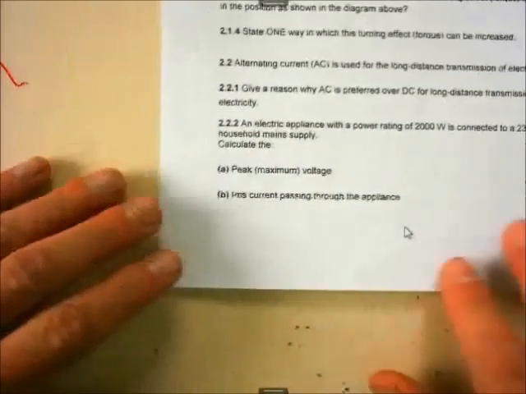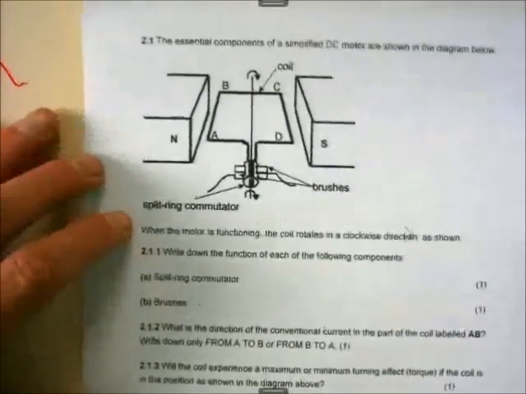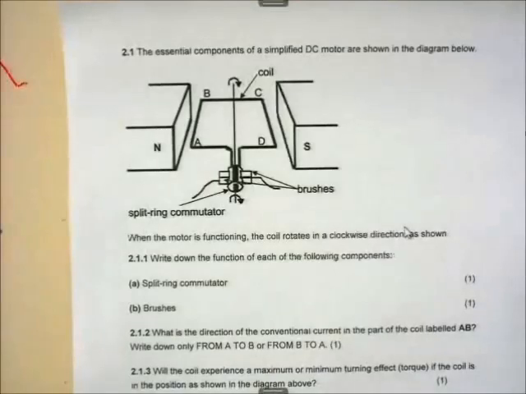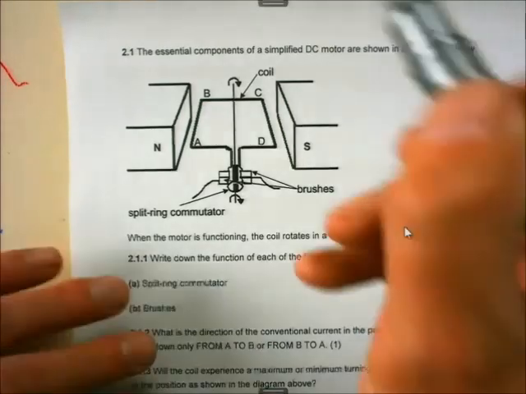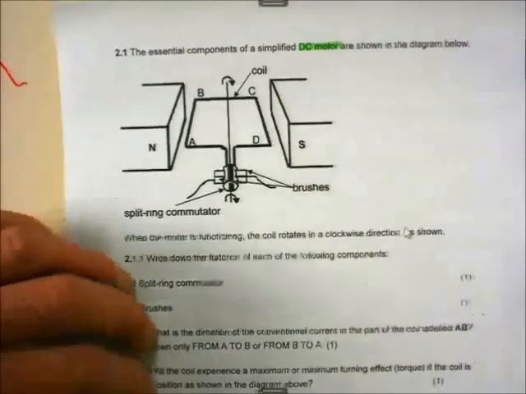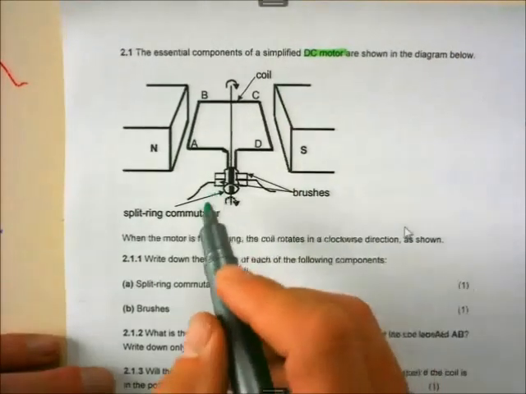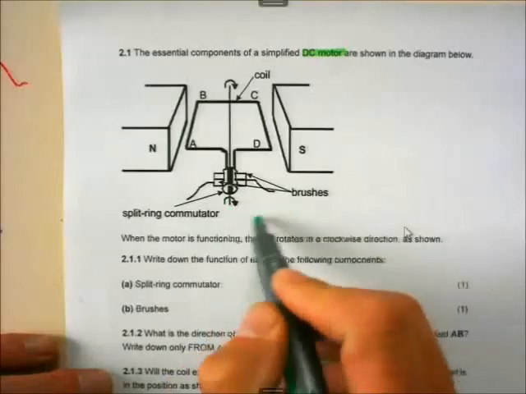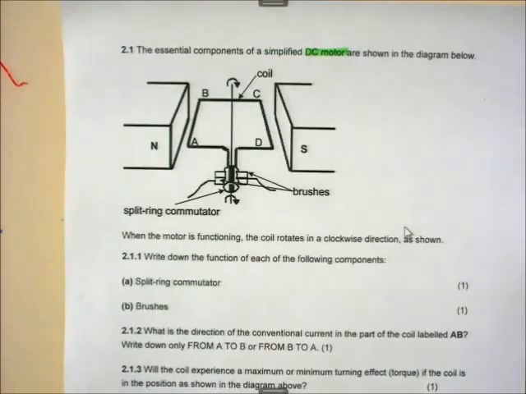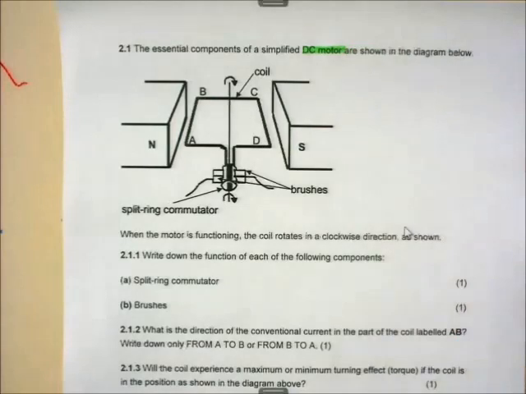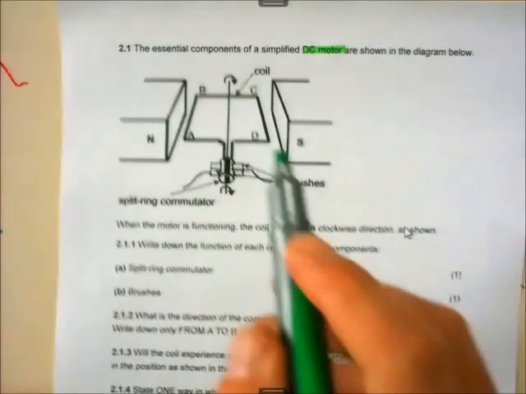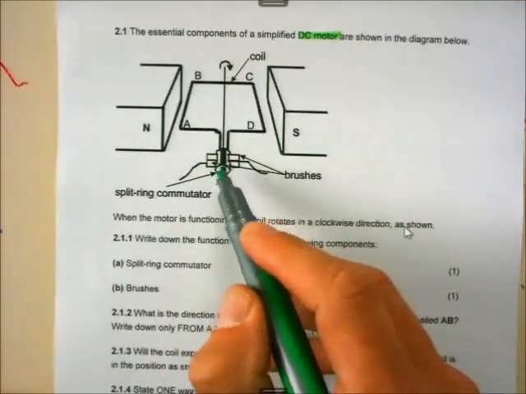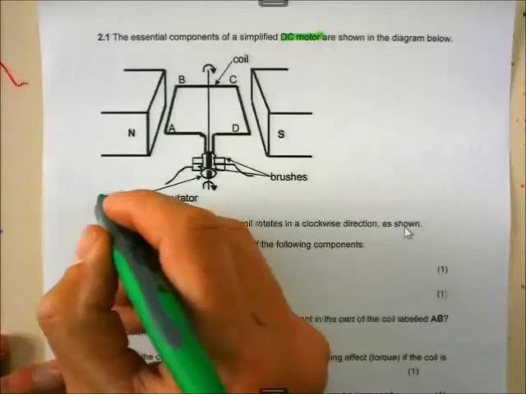Let's have an example of an electric motor. All right, the essential components of a simplified DC motor are shown in a diagram below. All right, now they tell me, this is a DC motor. So I know that this brush should be connected to a cell, because electrical energy is provided in a DC motor. I also will know that because it's a DC motor, that component will be a split ring, and that's correct. There they've given it to me.